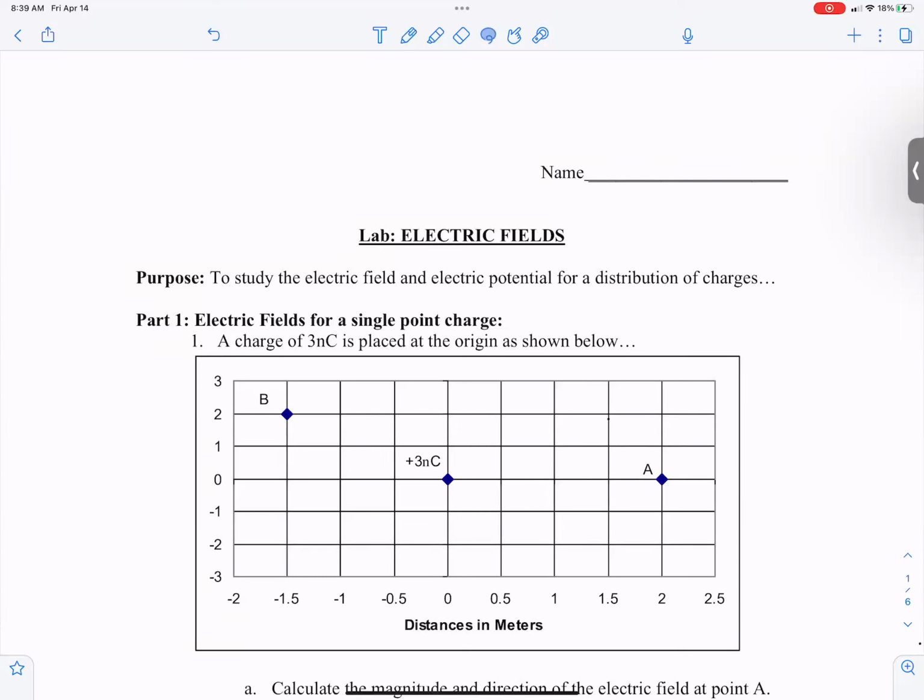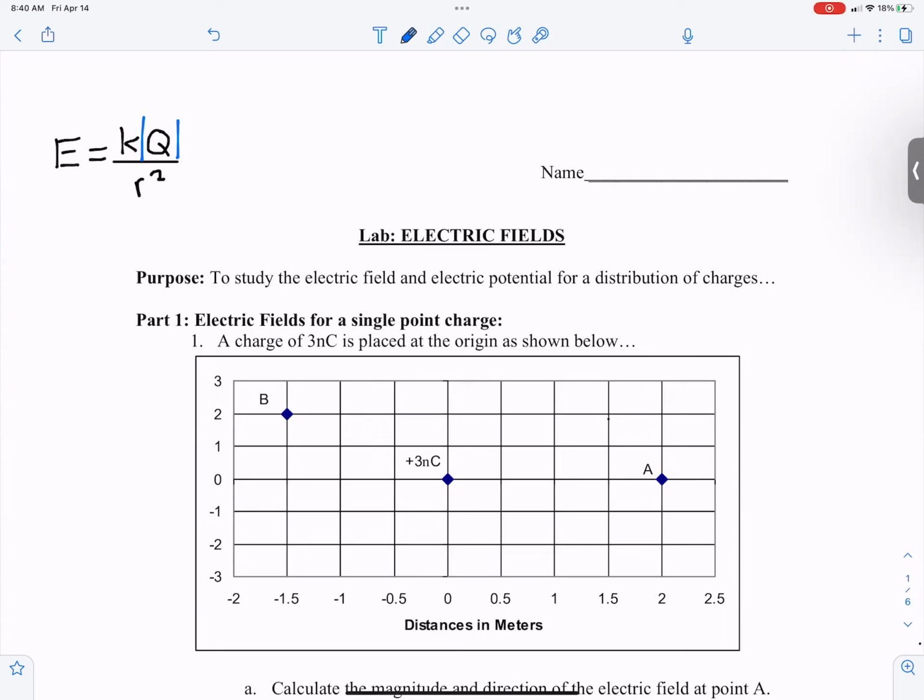In order to be able to calculate electric field due to a point charge, we're going to need the following equation. E, that's the electric field magnitude, is equal to K, the charge constant, times Q, the charge, divided by R squared, where R is the distance from the charge to some point in space. Please remember that we are taking the absolute value of the charge, which means any negative charges, we will not account for the negative.